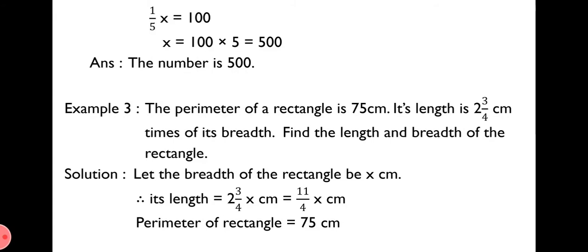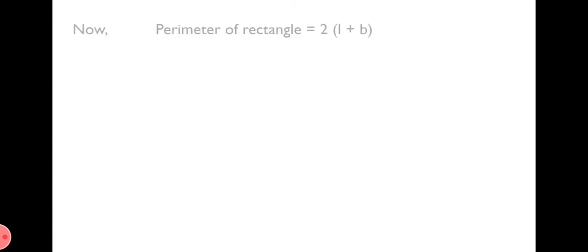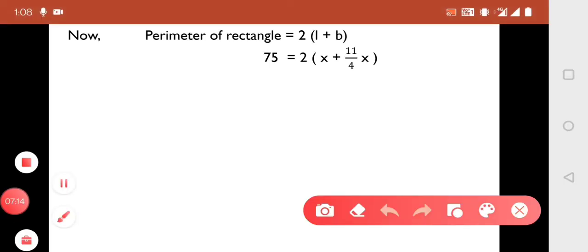Now we know that to find the perimeter of a rectangle we use the formula: perimeter of rectangle equals twice the sum of length and breadth. Let's put in the values of length and breadth which we have formed. So we get 75, because the perimeter is already given, equals 2 times x plus 11 upon 4 x. Now here we cannot add directly, because first we have to take the LCM. So first we will multiply 4 by x and then we will further do the solution.